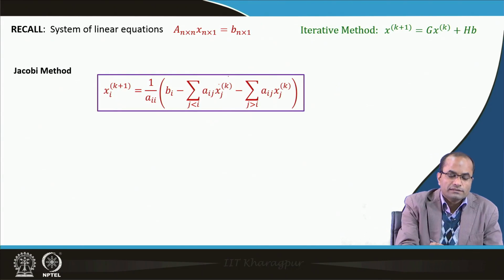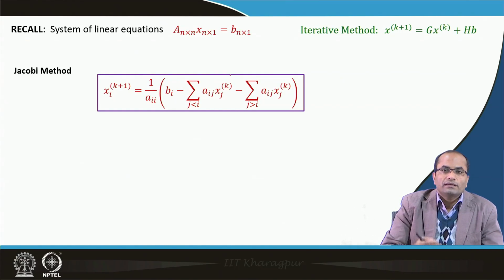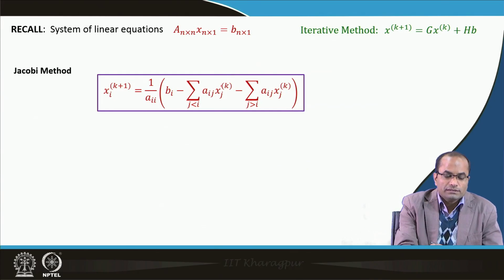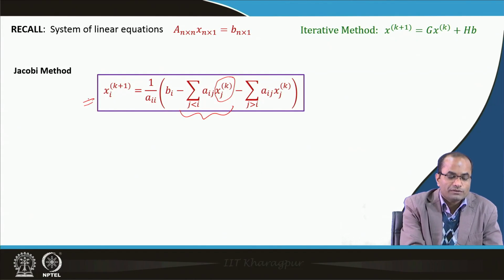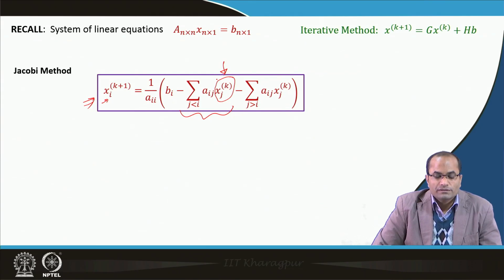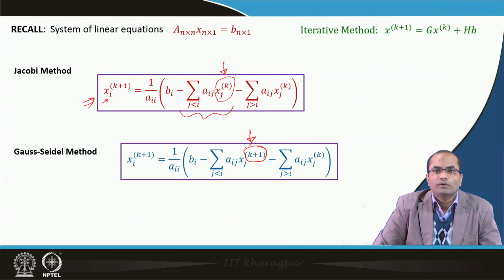So, the idea is that instead of using the values from the previous iteration, we can use the recently evaluated values. That means in this sum, whenever j is less than i, by that time these x_j's are available from the same iteration, because we are computing, let us say, first x1, then x2. So, when we compute x2, x1 is available, which can be used here in this first summation. So, the only difference for Gauss-Seidel is that k will be replaced by k plus 1.